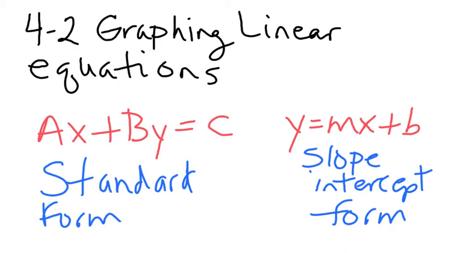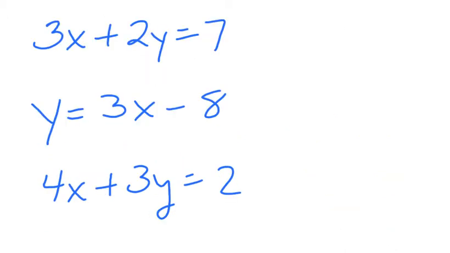Slope-intercept form has the y value equals a number times x plus a number. So two different forms. You have to be able to change back and forth from one form to the other, and it's fairly simple, and most of us have already learned that in the previous lesson. Here's some examples of standard form and slope-intercept form.